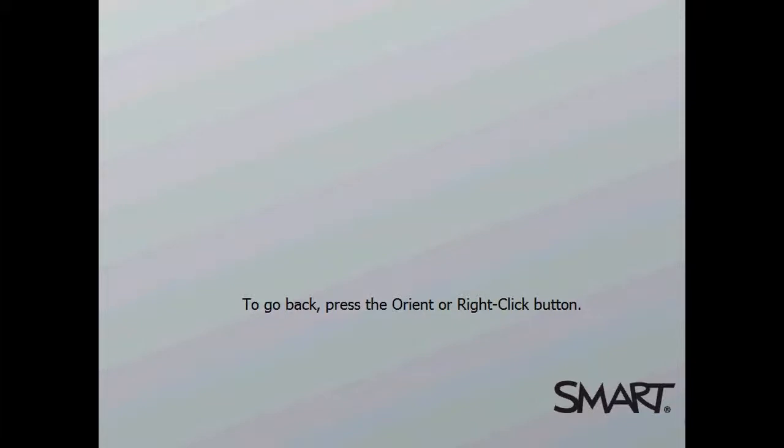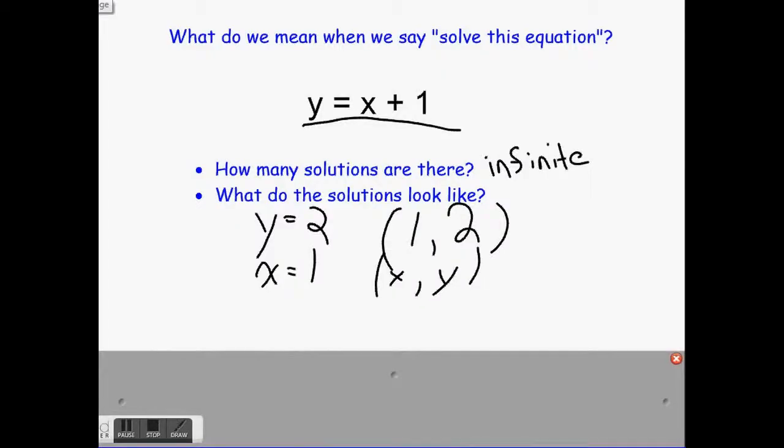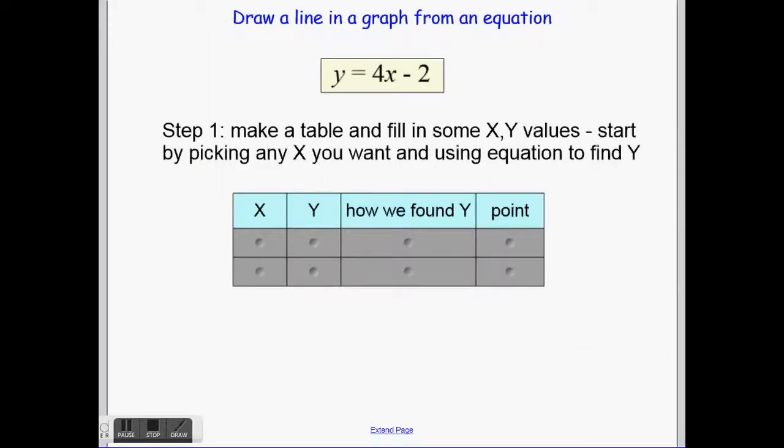So, we need to draw a line and a graph from an equation. Okay? So, graph paper's over there if you need it. We did this in like 7th grade. Yeah. But I need to introduce it this way, something you remember doing, before I get into something new that you haven't done.